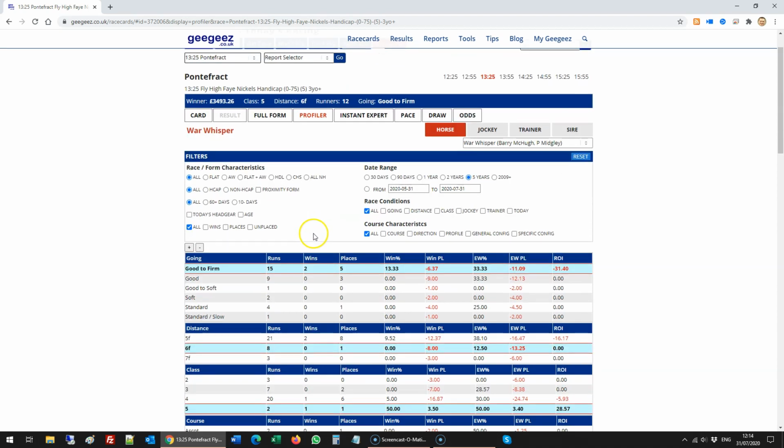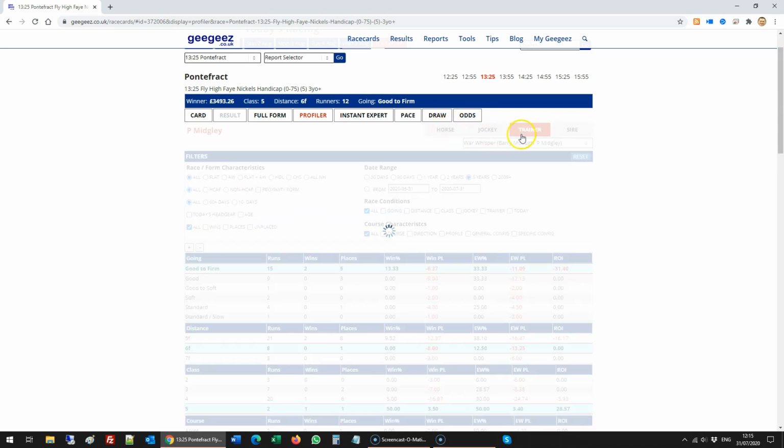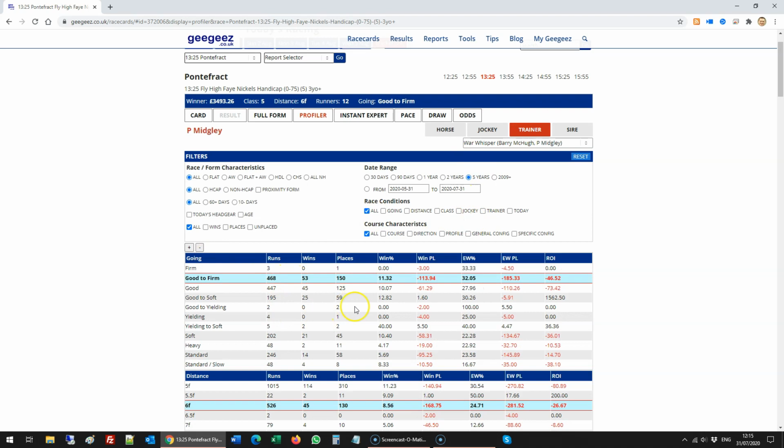Excuse me. I just need to put it on the trainer. I need to remember to do this. I need to put it on the trainer icon rather than the horse one. I was wondering why there was very little form there. There we go, that's more like it.